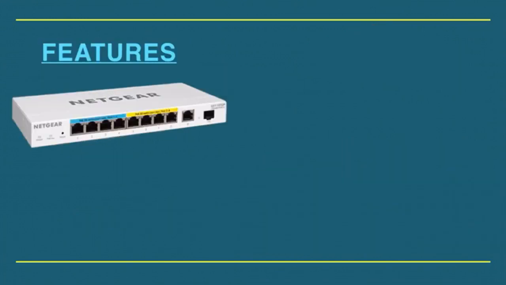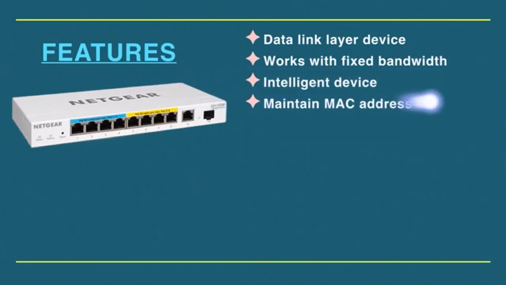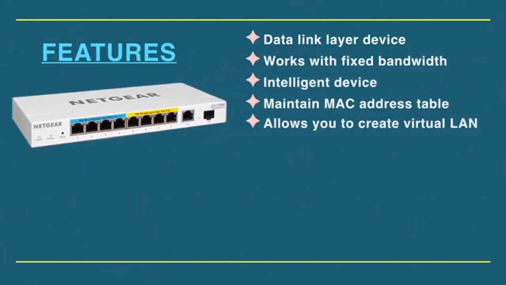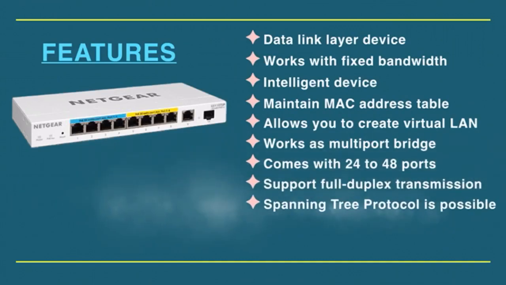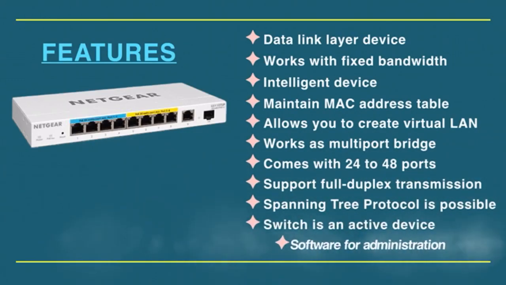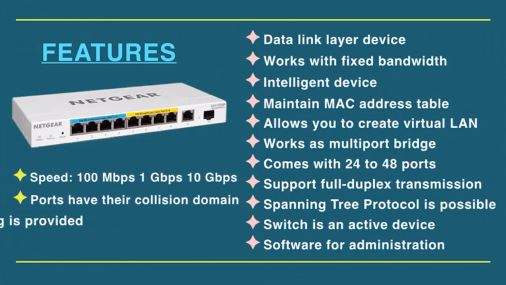Here are some important features of a switch. It's a data link layer device, works with fixed bandwidth, intelligent device, maintains a MAC address, allows you to create virtual LAN. It works as a multi-port bridge, comes with 24 to 48 ports, support full duplex transmission, spanning tree protocol is possible. Switch is an active device. It has a software for administration. It provides speed 100 megabits per second, 1 gigabits per second, 10 gigabits per second. Different ports have their own collision domain. Packet filtering is provided.